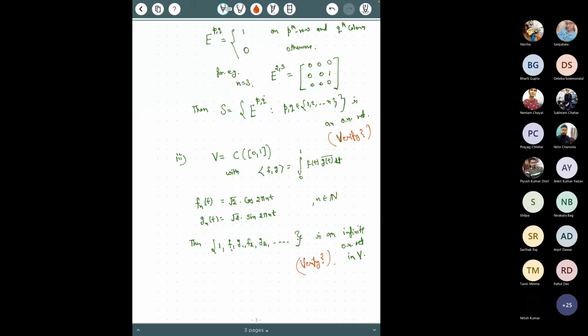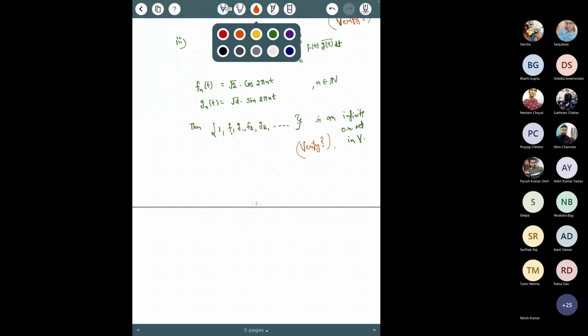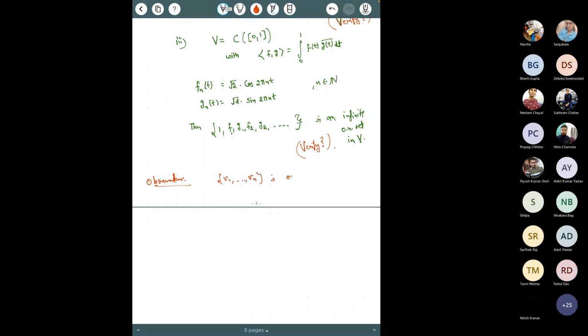Orthonormal means orthogonal plus every vector in the set is of length 1. So you can make an observation here: instead of orthonormal, suppose that this set of vectors in an inner product space V is orthogonal. Now can you make it orthonormal? How to make it orthonormal? Yes, divide by the norm of itself.